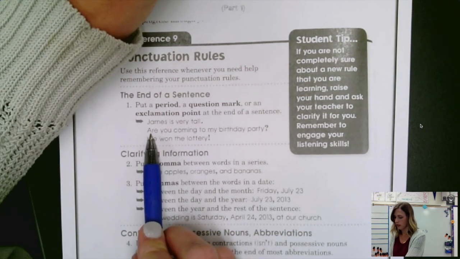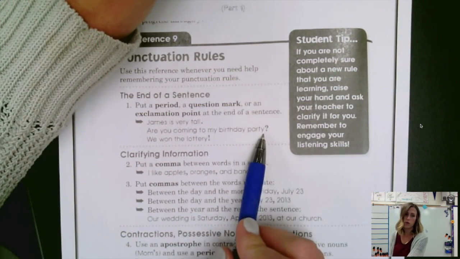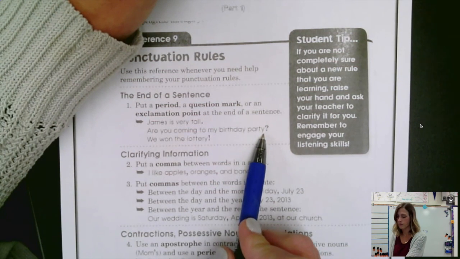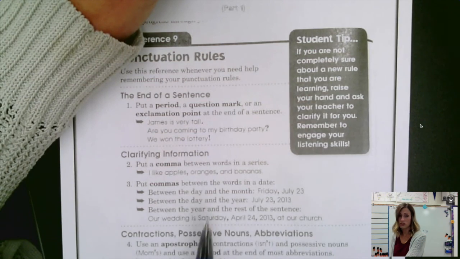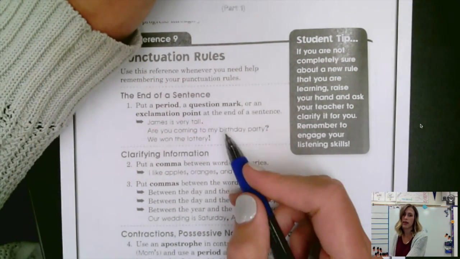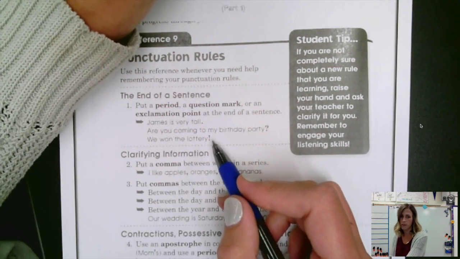2, this one ends with a question mark. Are you coming to my birthday party? Questions end with question marks. Then finally, we won the lottery! That's a super exciting statement, so that would end with an exclamation mark.